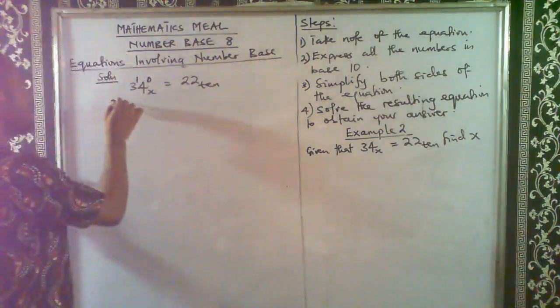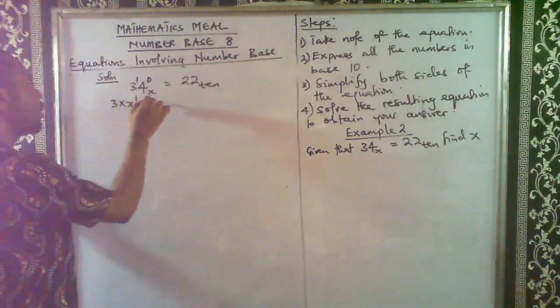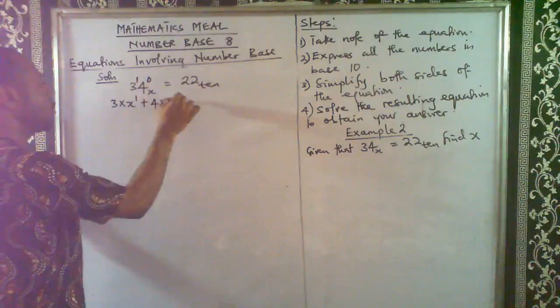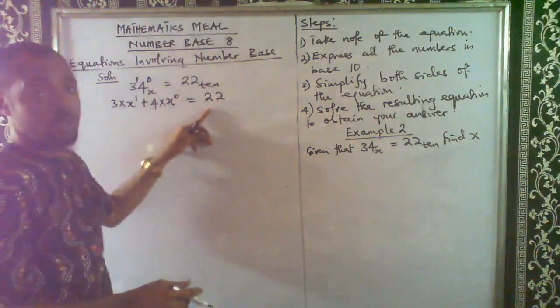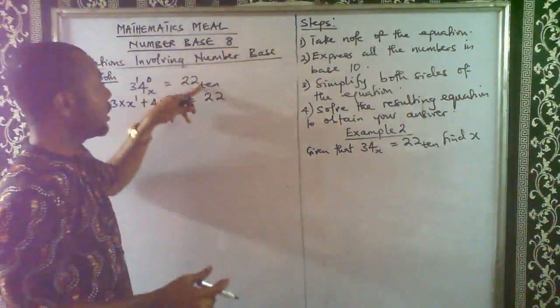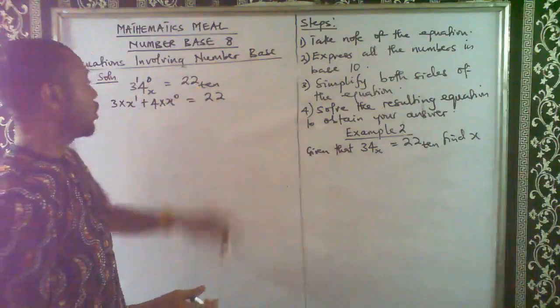So we have 3 times x raised to power 1 plus 4 times x raised to power 0, equal to 22. Remember, we did not touch this, the reason being that this is already in base 10. So we will not touch it.